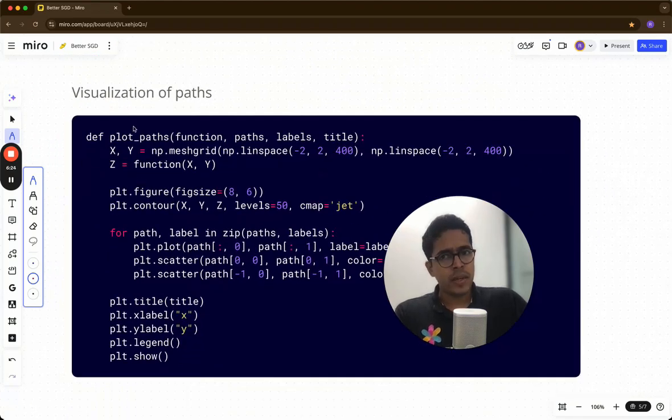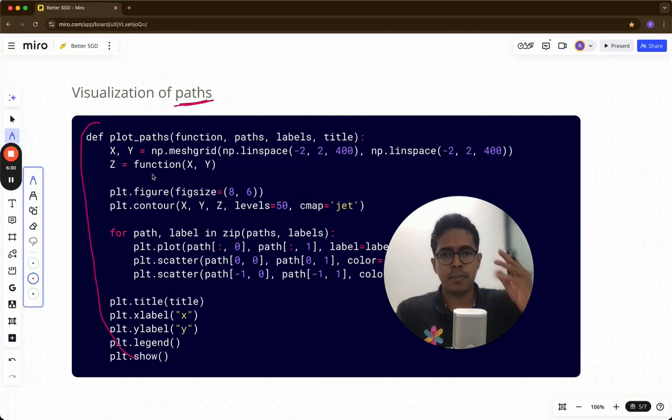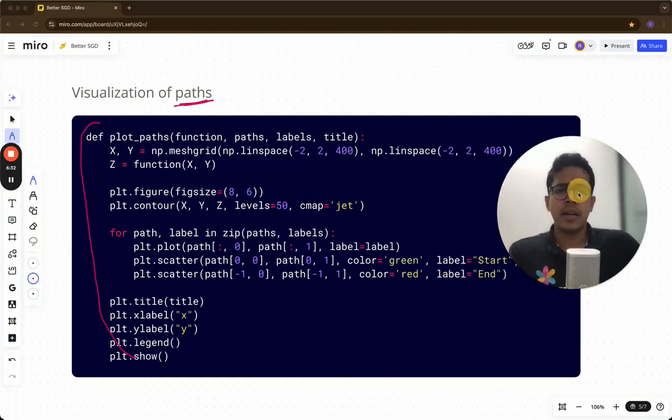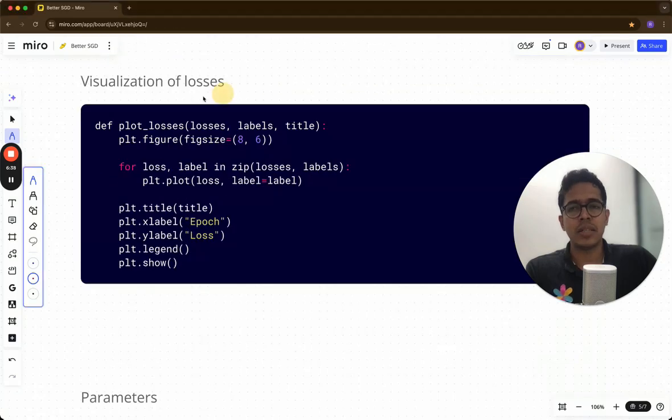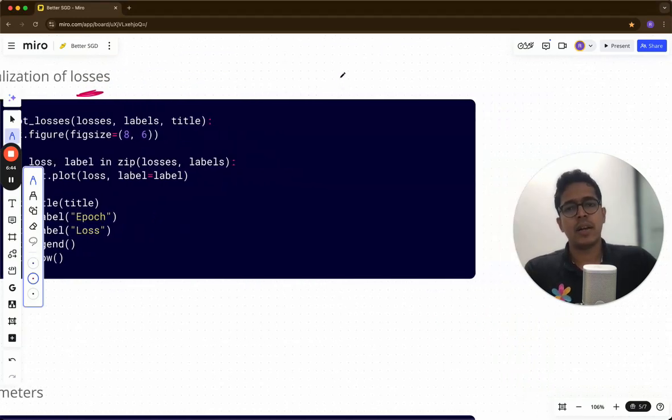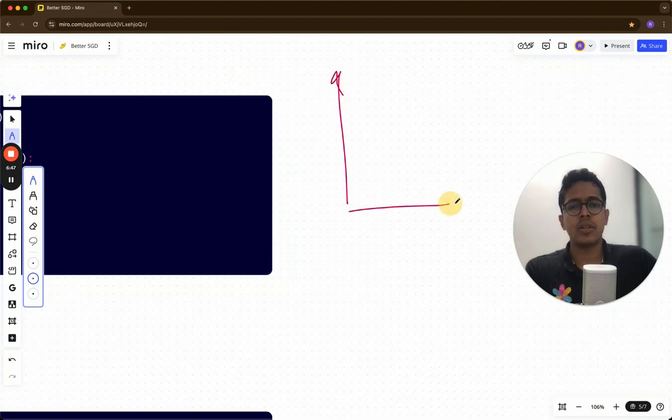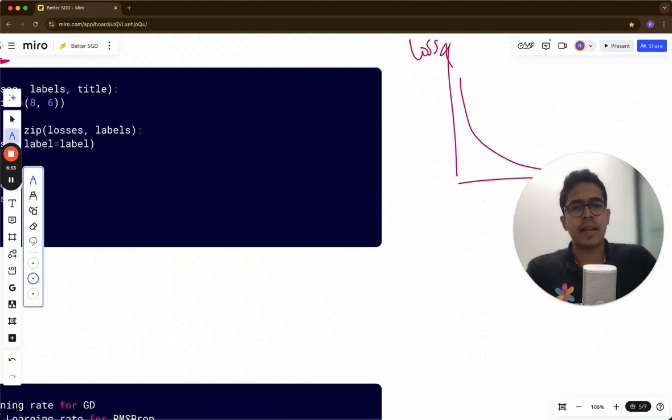Then we have two functions to visualize paths. I'm not going into the details of this function. It's fairly easy. You can pause the video and go through this. I don't want to make this lecture into a data visualization lecture, but we are visualizing the paths first in this function and we are visualizing the losses. You will see when we plot this exactly what the losses and paths look like. Losses look something like this. Loss as a function of epoch. And it will look something like this typically, right?